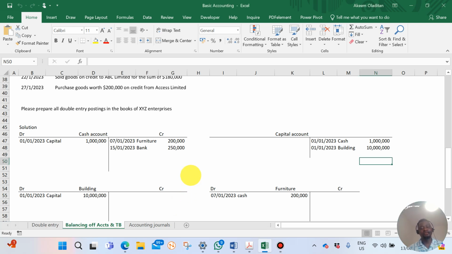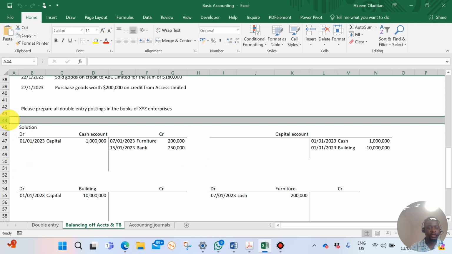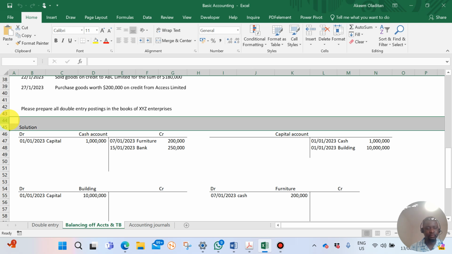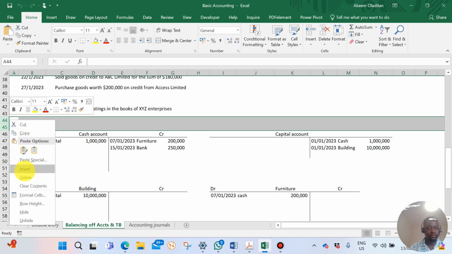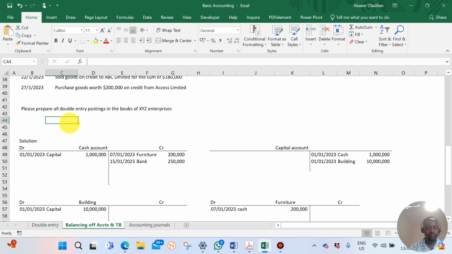Today I'll be discussing balancing of accounts and the trial balance as a topic. Balancing of accounts and the trial balance.